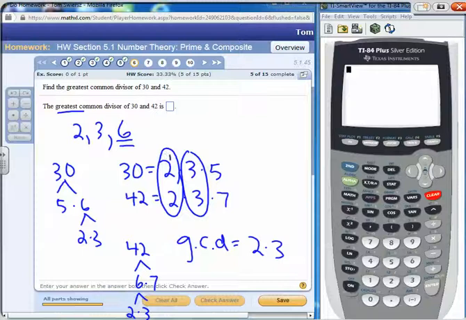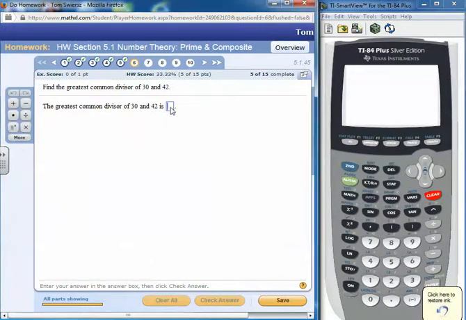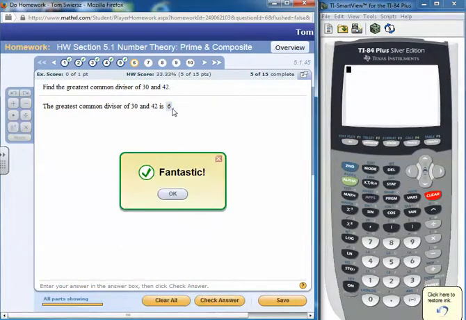So this is 2 to the first and 2 to the first, so it's just a 2, and both of these are 3 to the first and 3 to the first, so it's just a 3. So 2 times 3 is equal to 6, which is what we got when we did it trial and error, okay? So this is how you find the greatest common divisor. Now, let's go ahead and put this in. So we said our answer is 6, which is indeed correct.